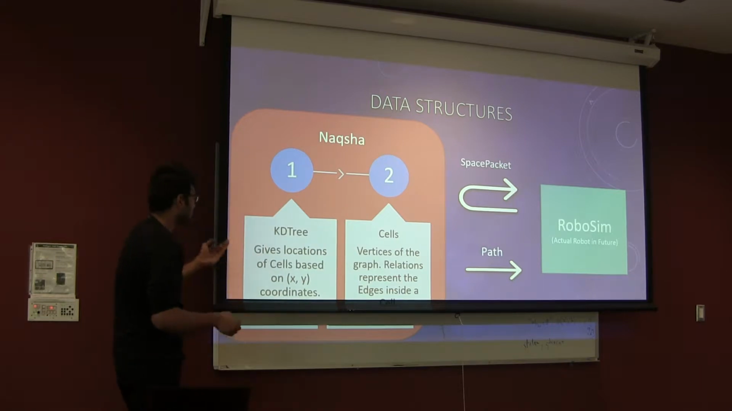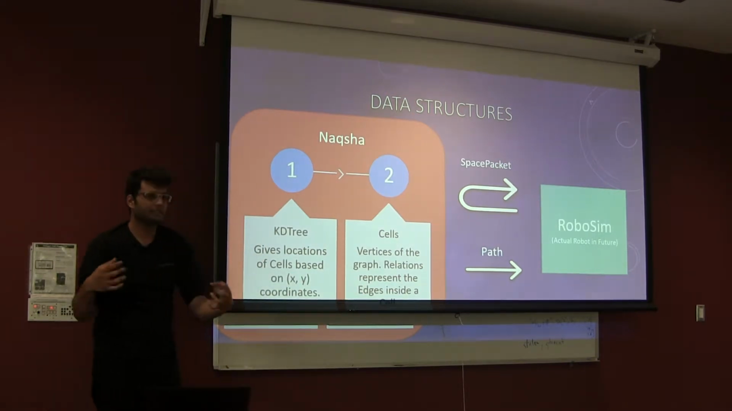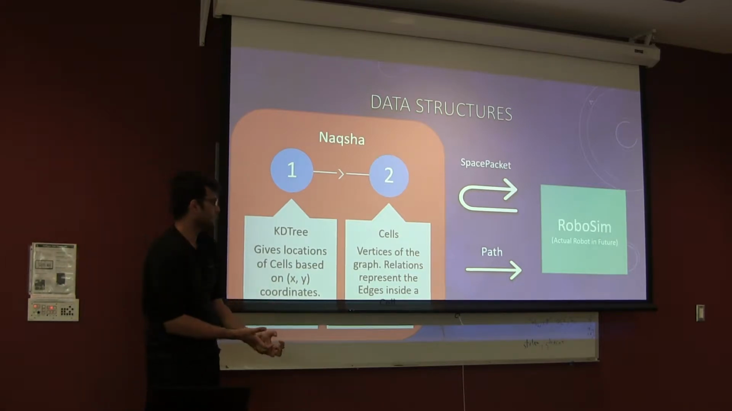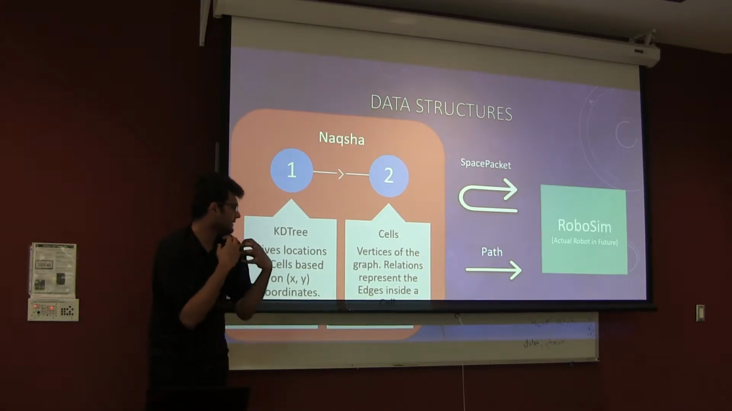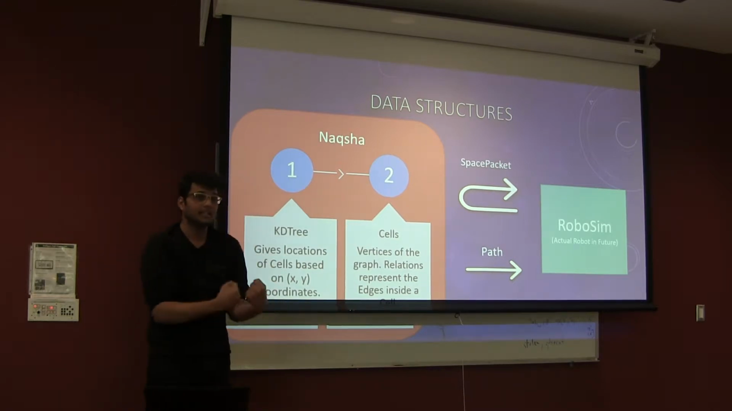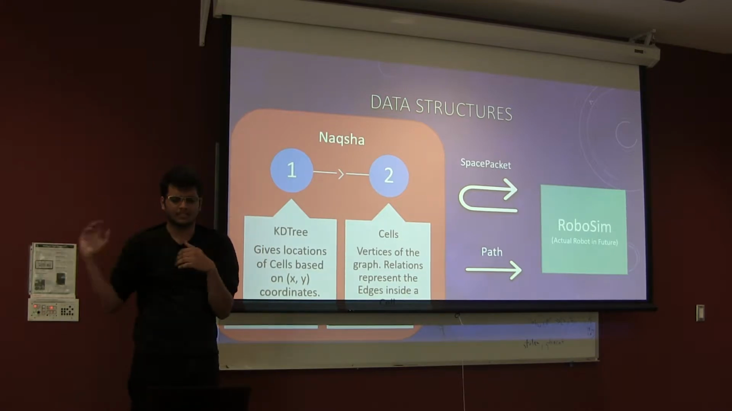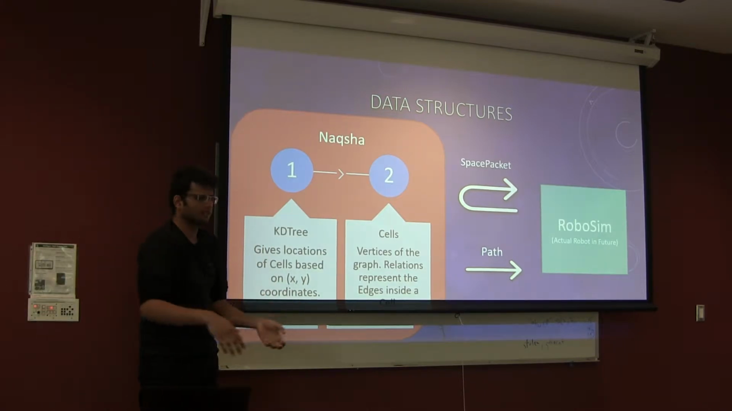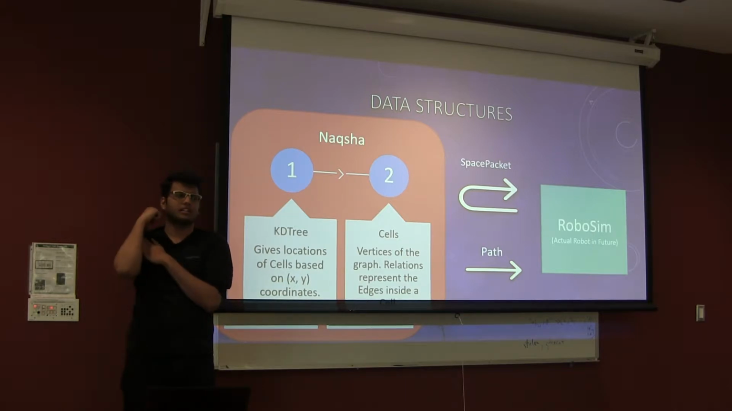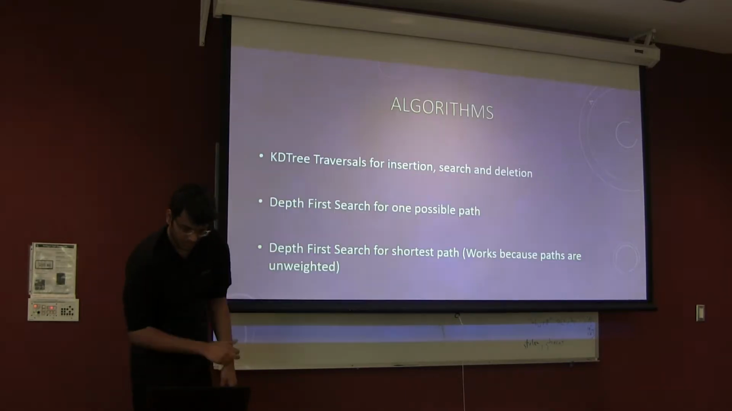So what the KD tree gives me is the pointers to the cells, and the cells themselves represent the vertices in the graph in which the map is stored. There are also relations inside the cells, which represent the edges. This cell is connected to this one, this cell is connected to this one. And there's also stuff like, is there a wall in front of me? Is there a wall in the back? And that's basically the general structure of how this works.